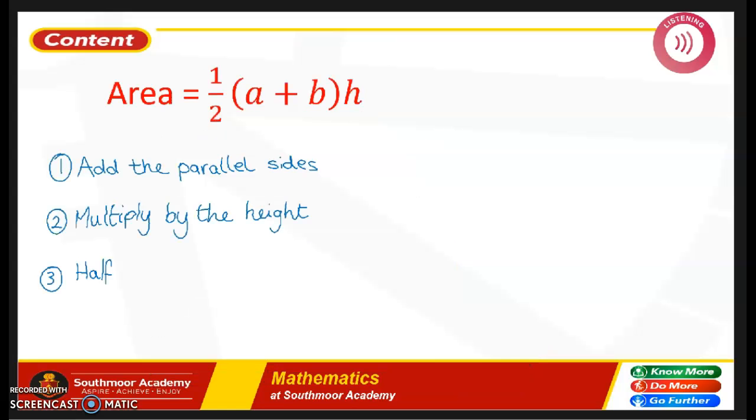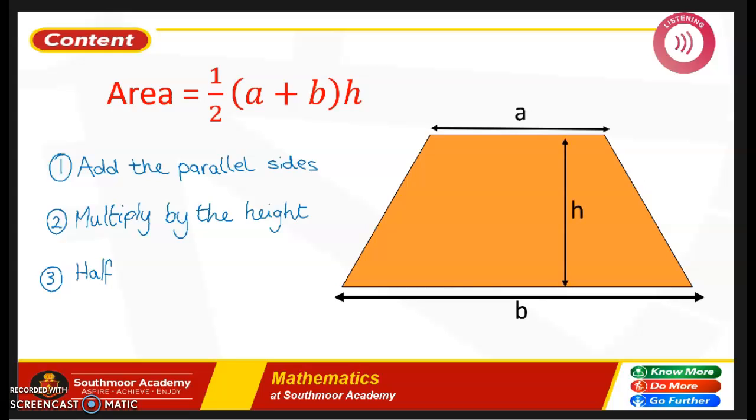So this is the formula for the area of a trapezium. You add the two parallel sides together, you multiply it by the height, and then you half your answer. Make sure you get this written down into your books. Pause the video here to allow the students time to copy this down. I'm going to move on to your examples.